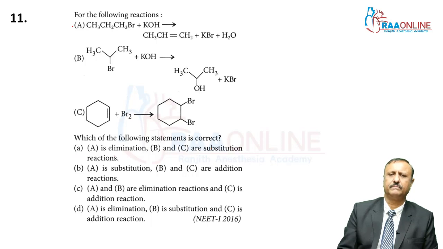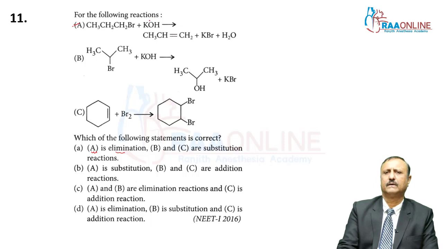A is elimination, B and C are substitution. First of all, you can see which reactions are elimination. My dear students, in A, you can see a double bond is formed in the product. When a double bond is formed in the product, it is an elimination reaction. So here A is elimination, it is not substitution.